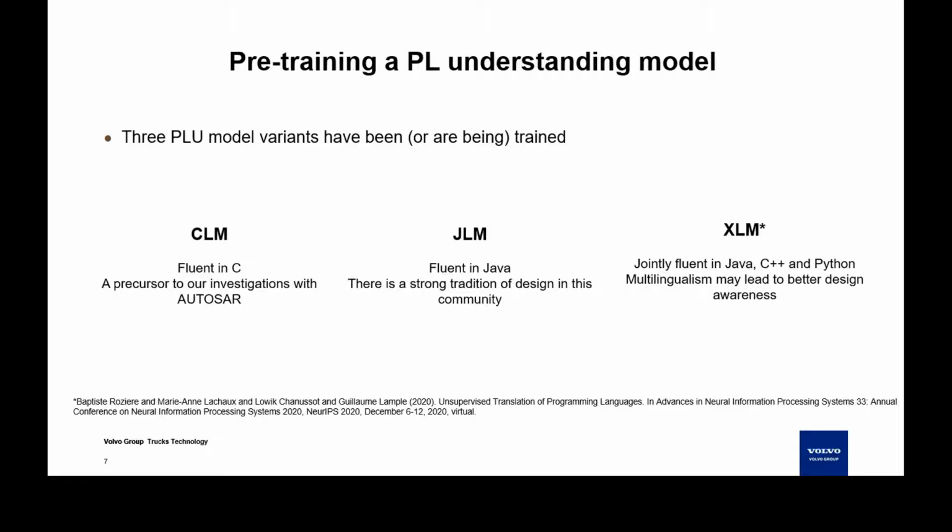Now this is a bit of a no-brainer because a lot of the code that we write is embedded C, in AUTOSAR, since that's the flavor in which we write a lot of onboard applications. So having an expert programmer in C helps us ask questions about design in C. But then what we also did was we trained a model that is an expert in Java programming. Now, why did we do that?